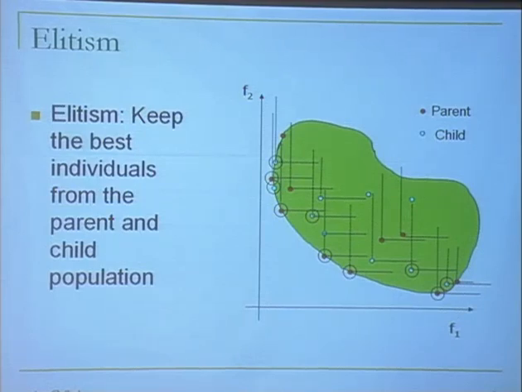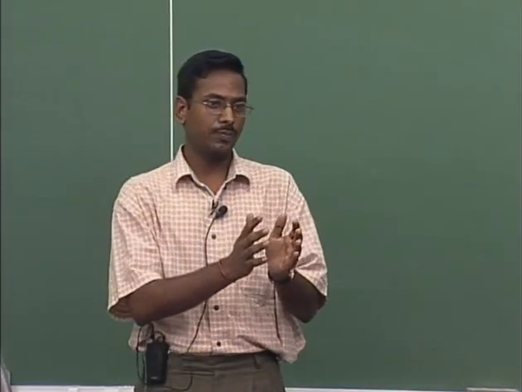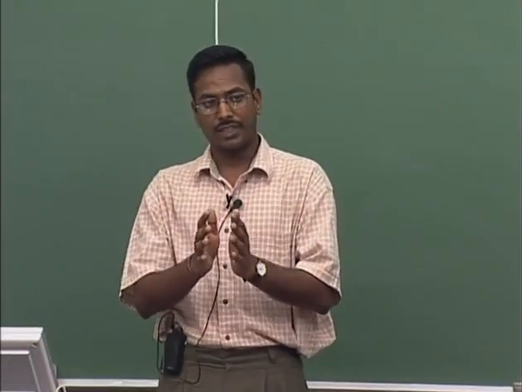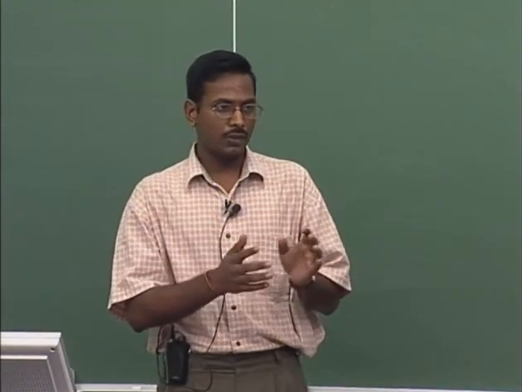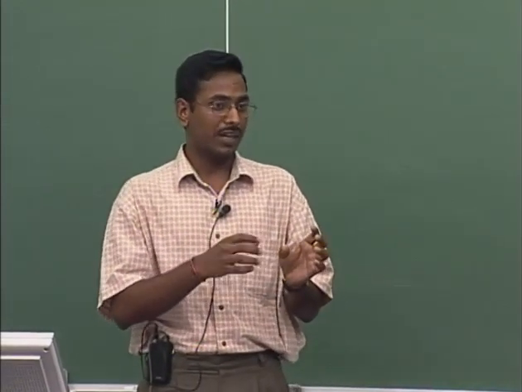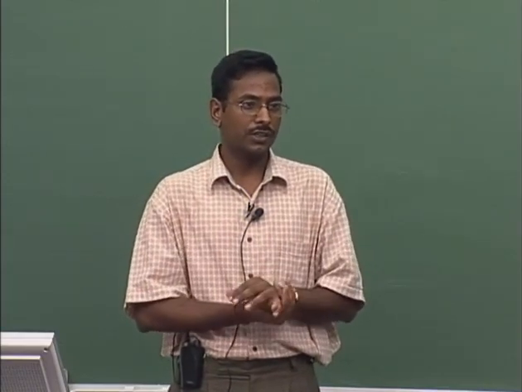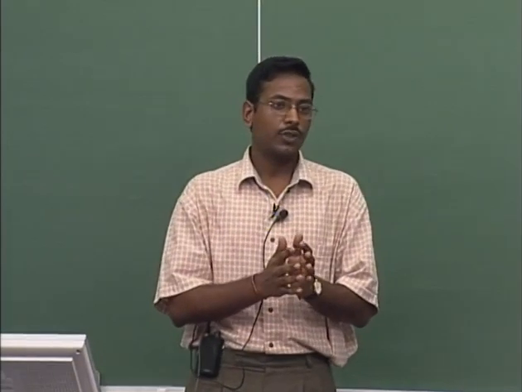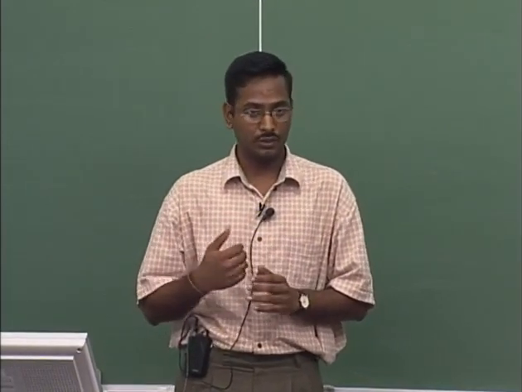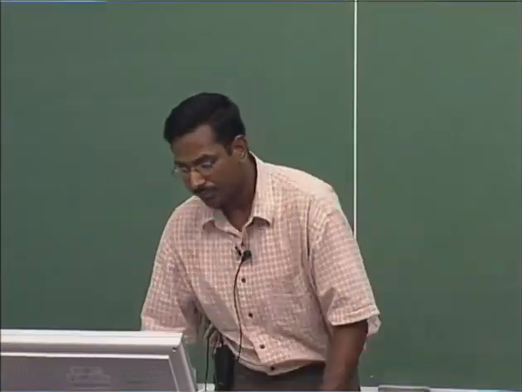Elitism is a criterion by which we give importance to the good individuals, or good solutions. Say I have one solution set from which I generate another solution set. The first one is considered the parent population and the second one is the child population. I would like to keep all the solutions which are best. I don't care which set they come from, because during the search process I don't want to lose the best solutions. That will help me in converging to the final solution.